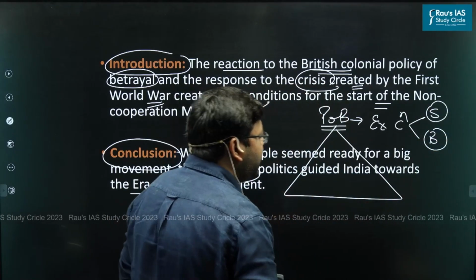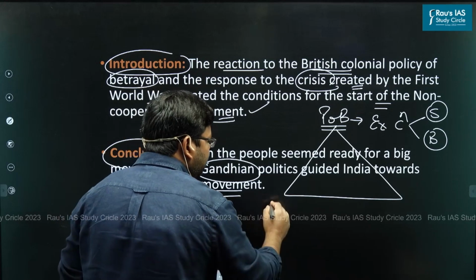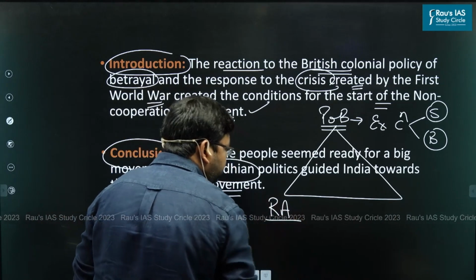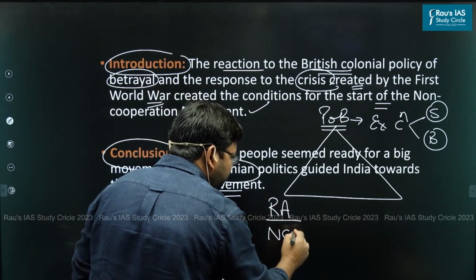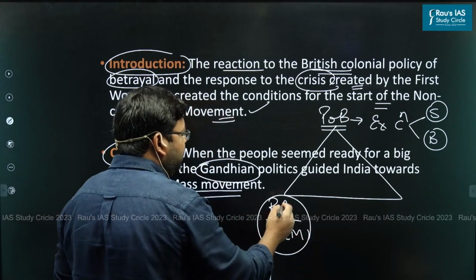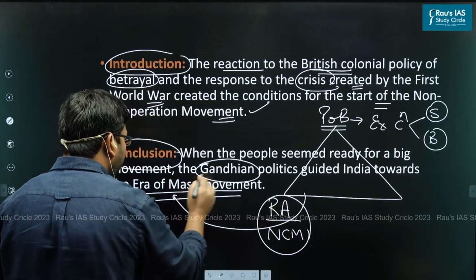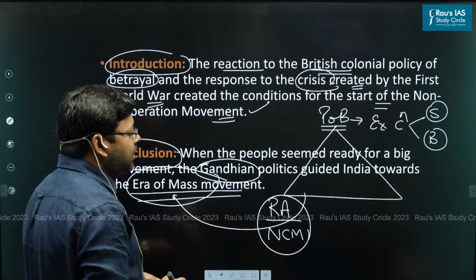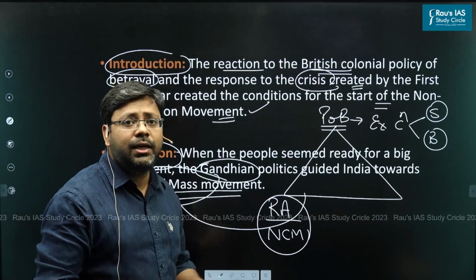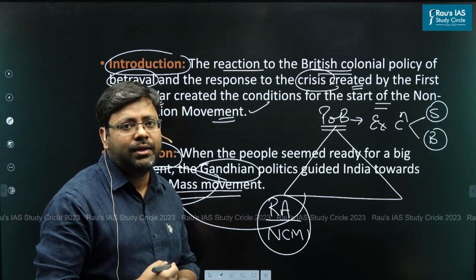The second permanent deflection was the Rowlatt Act. This was the time of the non-cooperation movement. It was the time when, for the first time, we moved toward the era of mass movement. And we never reverted back. This was the time the era of mass movement started.